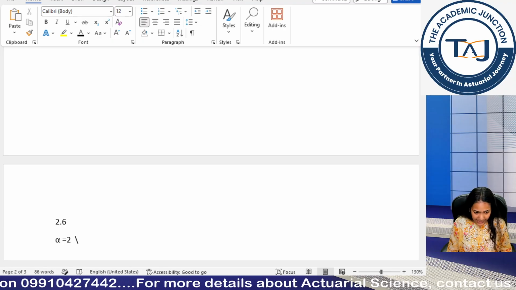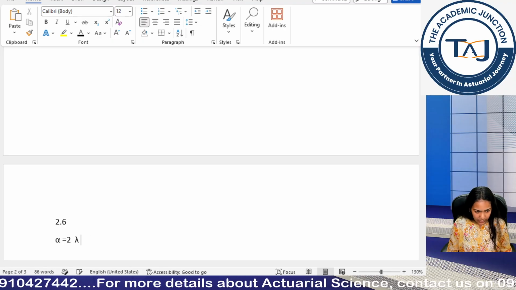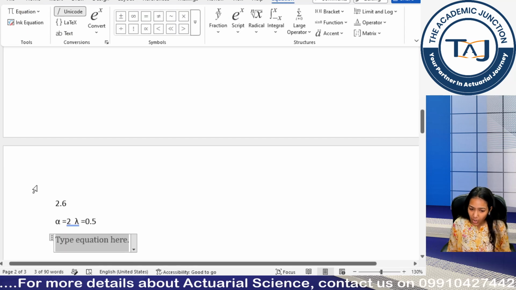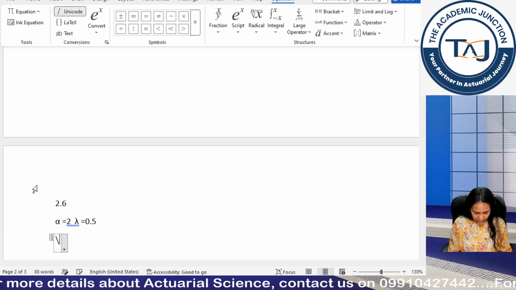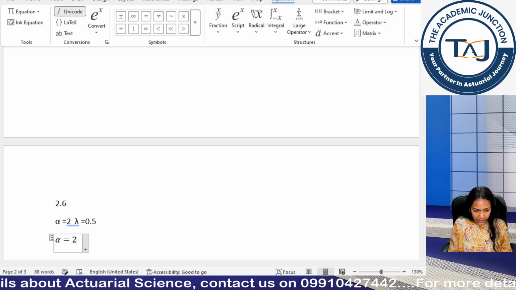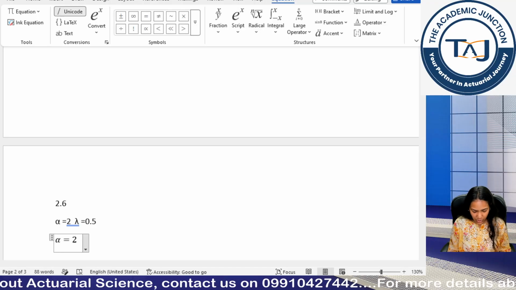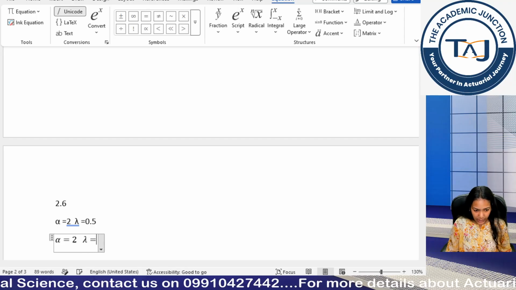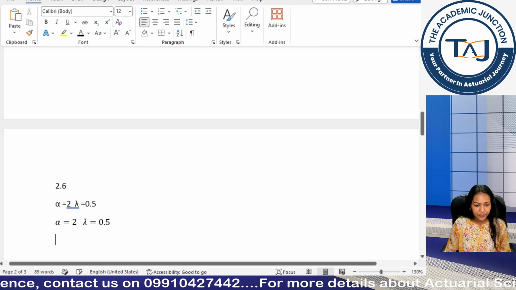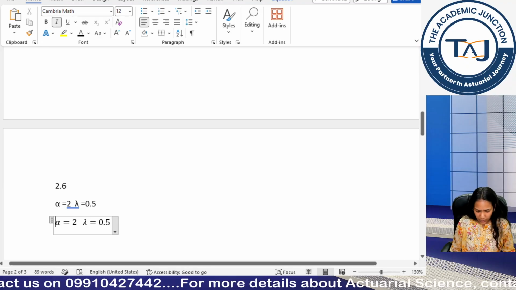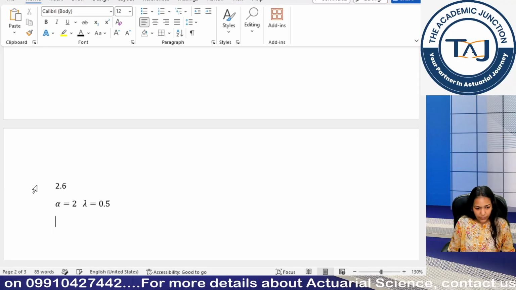Then backslash lambda is equal to 0.5. Otherwise, if you are using equation editor, Alt and equal to, you get this bar, then write alpha is equal to 2, and here tab does not work, so please make sure you are using the space bar, then lambda is equal to 0.5. I hope this is clear. So let us keep just one of these for a question.